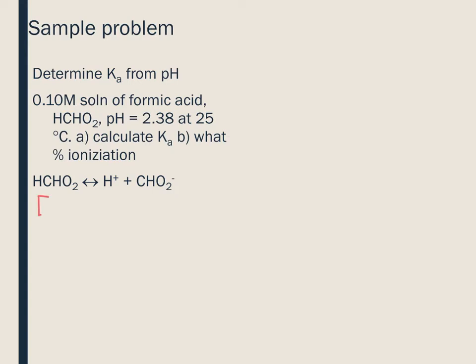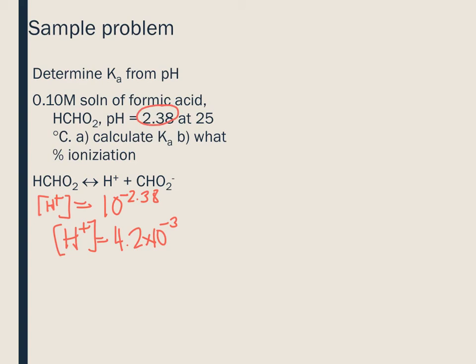So we're going to take the information that we're given. Our H plus concentration is the inverse log of 2.38. And so when we do that, our H plus concentration is 4.2 times 10 to the negative third. So I took my pH information and I used that to find my H plus.